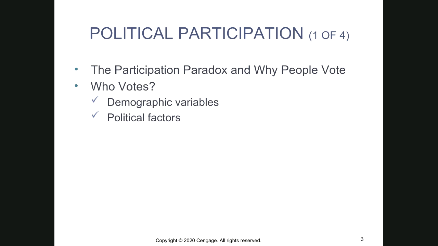Political factors can also influence somebody's decision as to whether or not to vote. Political factors such as one's expressed interest in politics and the intensity of identification with political parties influence the likelihood of voting. So if you identify really strongly with the Democrats or you identify really strongly with the Republicans, you're more likely to show up to vote than somebody who's a little bit more middle ground.